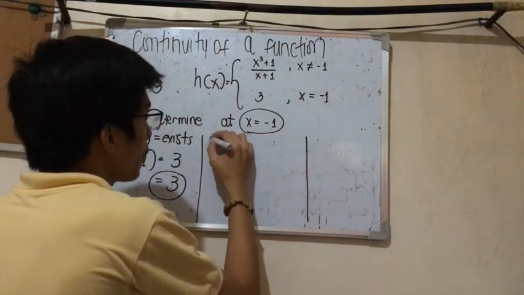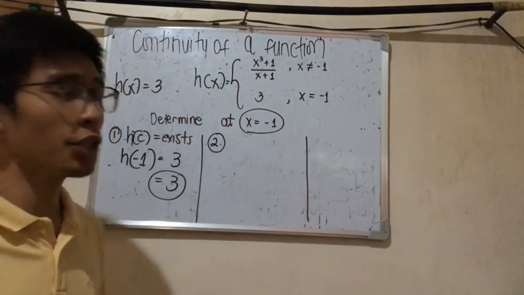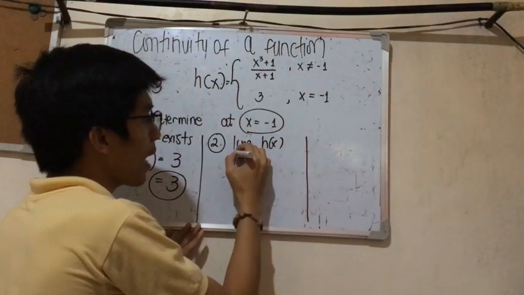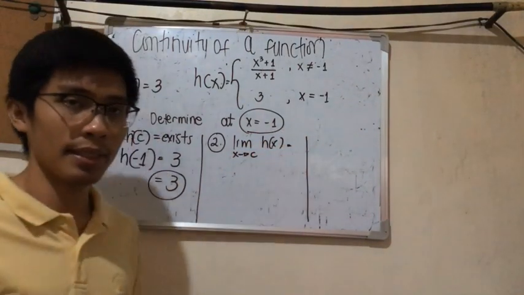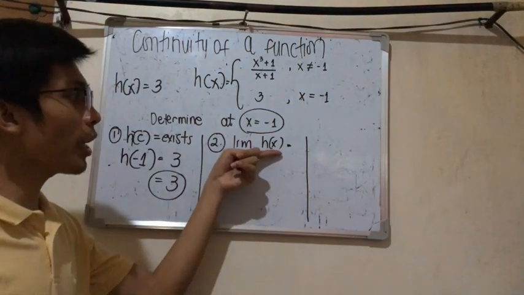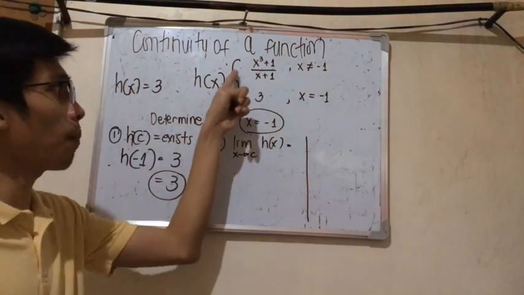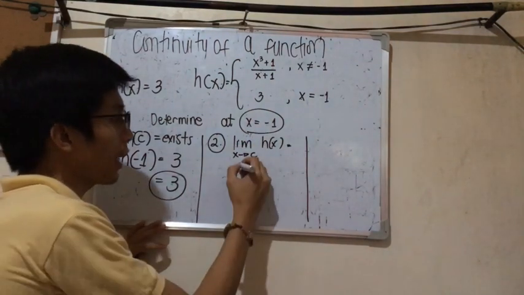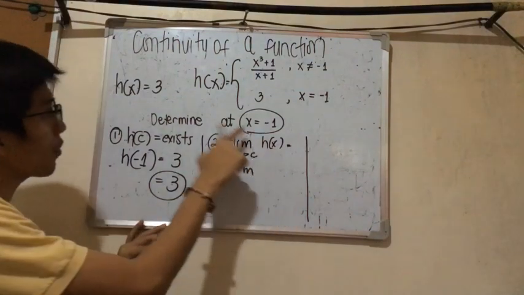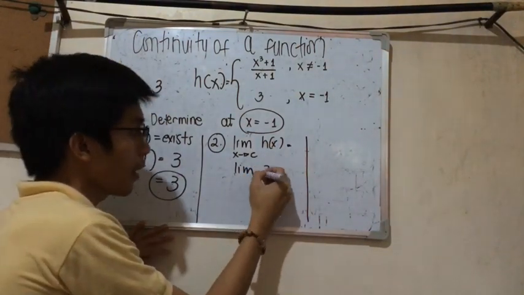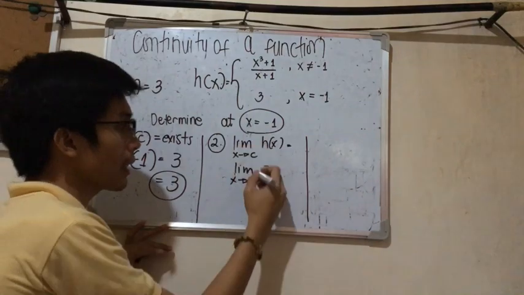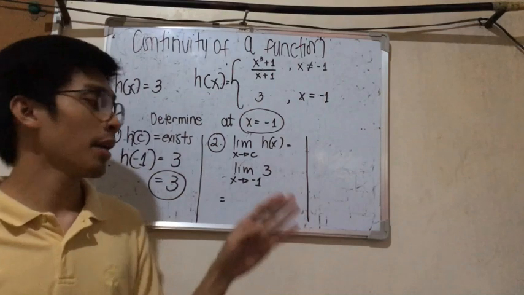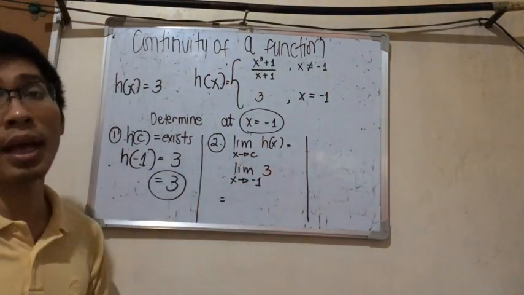That is condition number 2. For condition number 2, let's try to identify if the limit of h of x as x approaches c exists. We believe that our h of x is 3 only because it doesn't apply to our x is equal to negative 1. What is your c again? That is negative 1. The limit of what is your h of x? Your h of x is 3, as x approaches, what is your c? That is negative 1. We believe that we have only a constant here. The limit of 3 as x approaches negative 1.